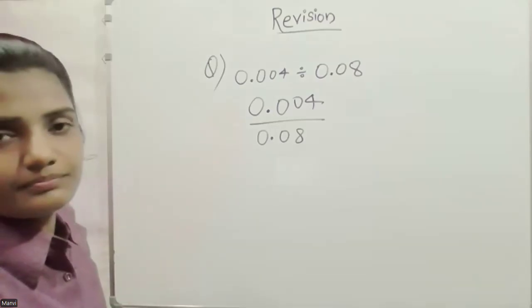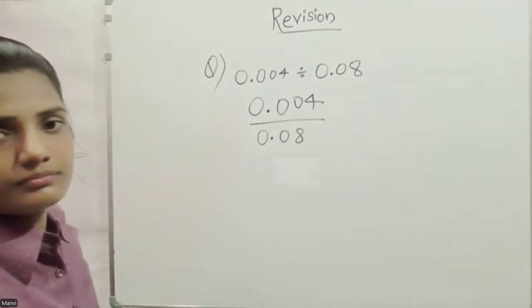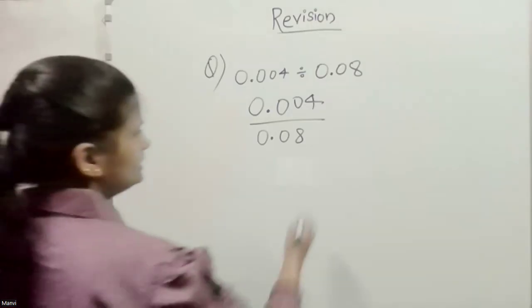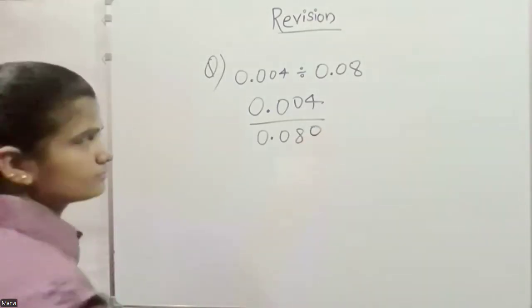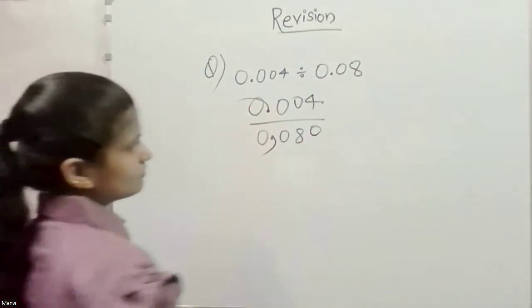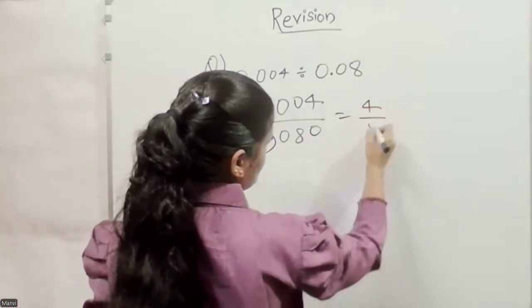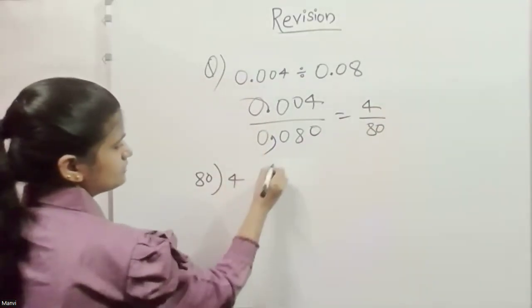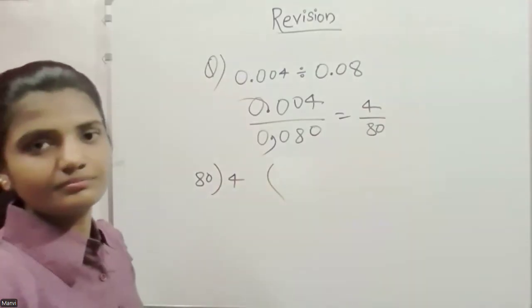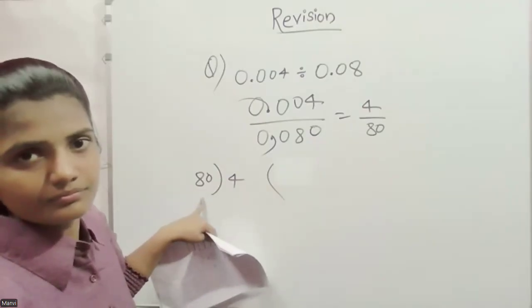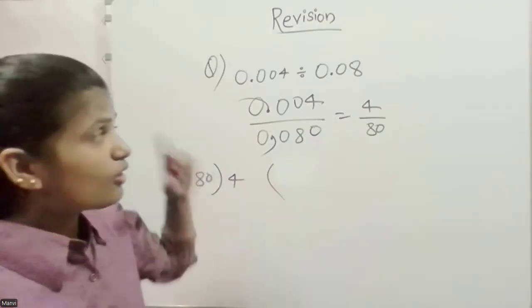After this, I added 0 to 8 to make it, and I cancelled out the decimal point. Wow, great. And then I did 4 by 80. Mm-hmm. Means you did it this way, is it? Or the other way? That's your mistake. Always be careful.